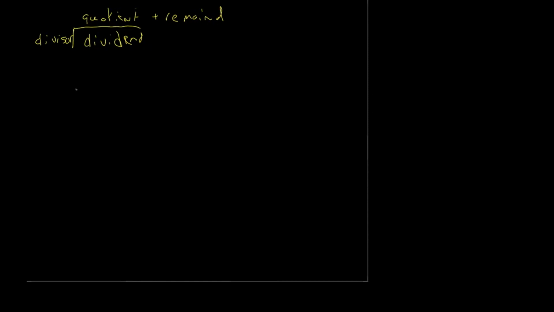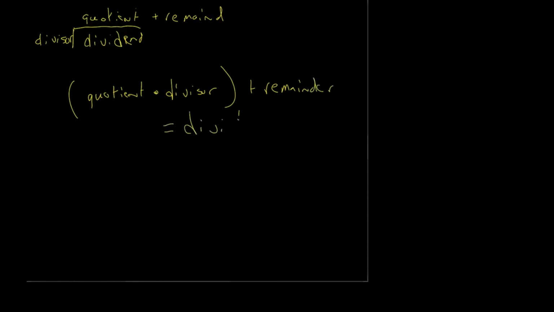So what your book says is, hey, this all works together: the quotient times the divisor, whatever that multiplication is, plus the remainder, equals the dividend. And your book is going to talk about it that way. So we kind of want to have that language for this to work.